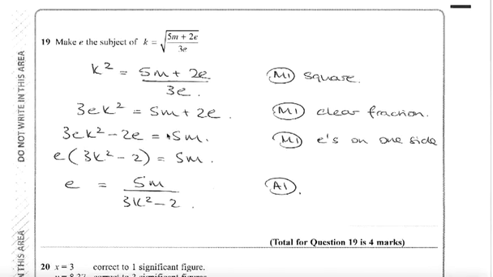Question 19. First of all, we need to get rid of the square root. So we square both sides to get k squared. Then we can multiply by 3e to get rid of the fraction. Then we have to isolate the e's together, so bring 2e to the other side to give this. The tricky line is to spot that I now take out a factor of e, leaving me with 3k squared minus 2. So e is equal to 5m over 3k squared minus 2.